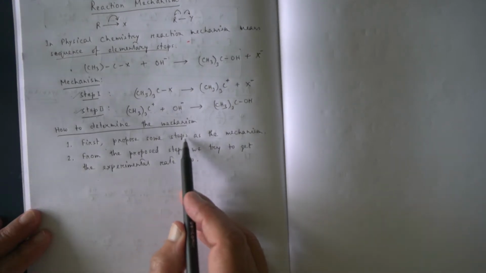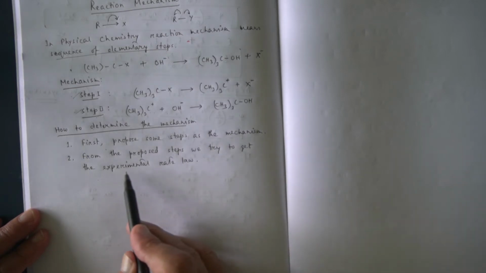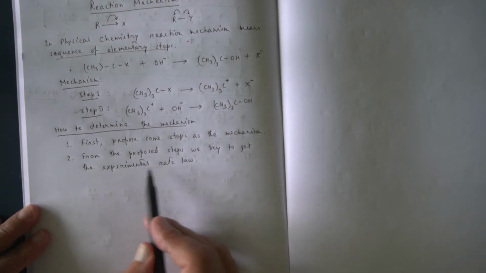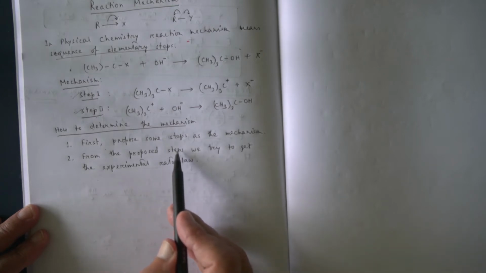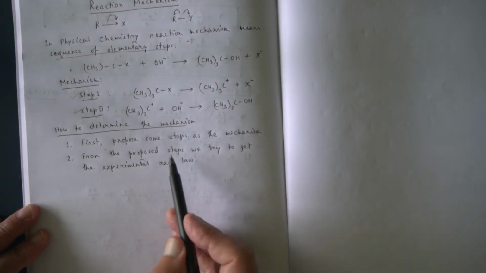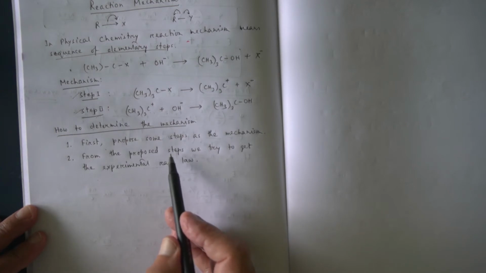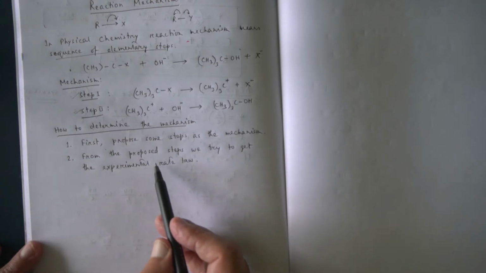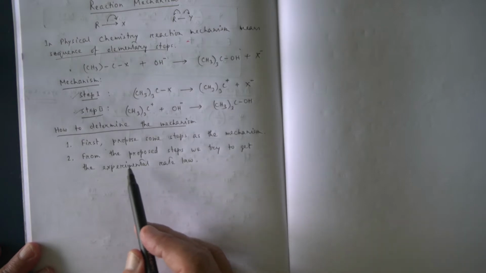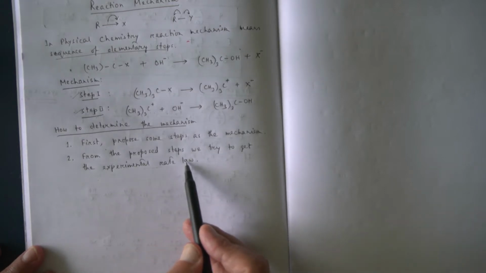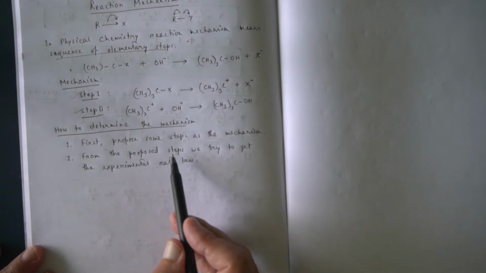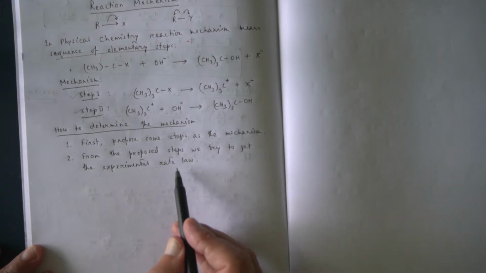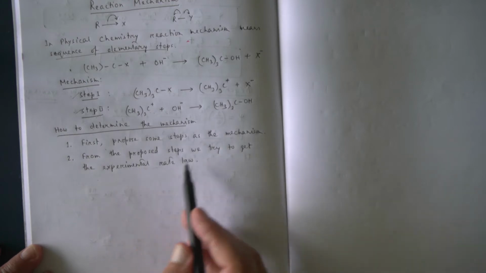From the steps we propose as the mechanism, we will try to get the experimental rate law. And if we get the experimental rate law from the proposed mechanism, then we accept the proposed steps as the mechanism of the reaction. I repeat, if we get the experimental rate law from the proposed steps, then we accept the proposed steps as the mechanism of the reaction. So these are the two main things.